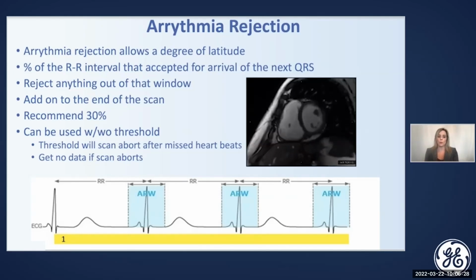At our facility, we use 30%, and it's important to note that this can be used with and without a threshold. With the threshold turned on, what that means is that the scan will abort after a certain number of missed heartbeats. Normally, the missed heartbeats are added on to the end of the scan. So if you have threshold turned on and there's too many missed heartbeats, the scan will abort. The problem with this is that you get no data if the scan aborts. So I recommend that we don't use threshold because some of that data can be useful.